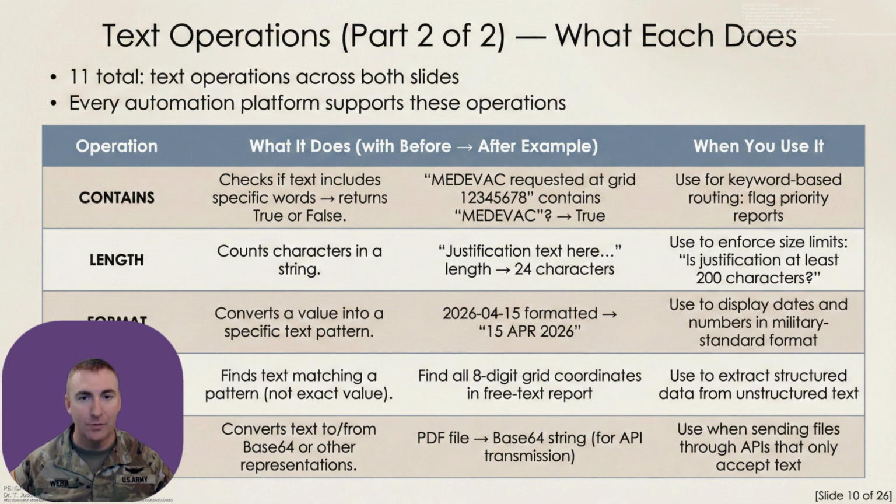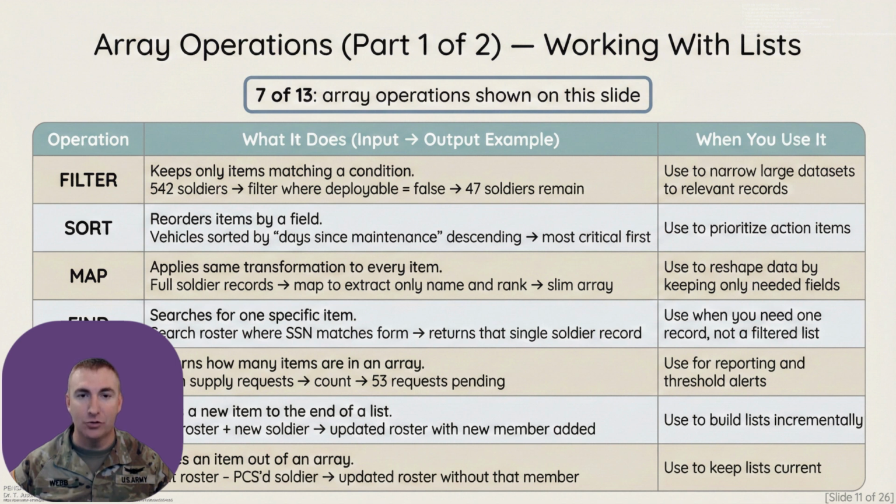Text handles single values. Lists handle many. 542 soldiers. You need the 47 who are non-deployable. That is a filter. Now sort them by the most critical metric. Map each record to extract only the fields you need. Find one specific soldier by SSN. Count the total and trigger an alert if it exceeds a threshold. Append new arrivals. Remove those who PCS'd. 7 operations, and 6 more complete the set.